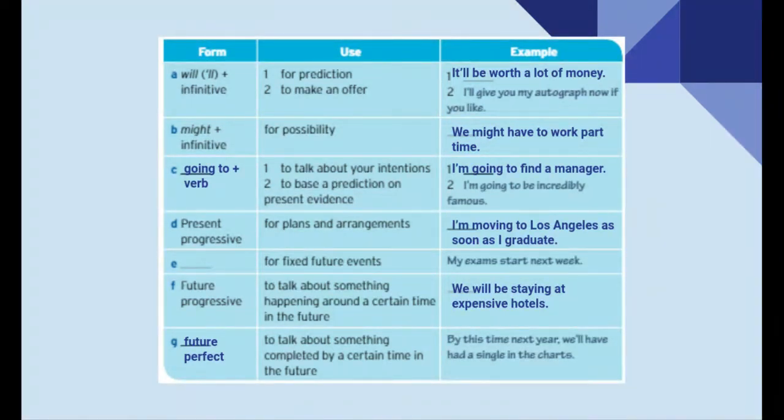If you remember, we can use future progressive, meaning will, be, verb with ing, to talk about something that is going to be happening around a certain time in the future. For example, we will be staying at expensive hotels. And we can also use future perfect, or will have and a past participle, to talk about something that is going to be completed, finished by a certain time in the future. For example, by this time next year, we will have had a single in the charts. When exactly this will happen, we don't know, but we know that by October next year, this will be true. Okay, it will be over by then.